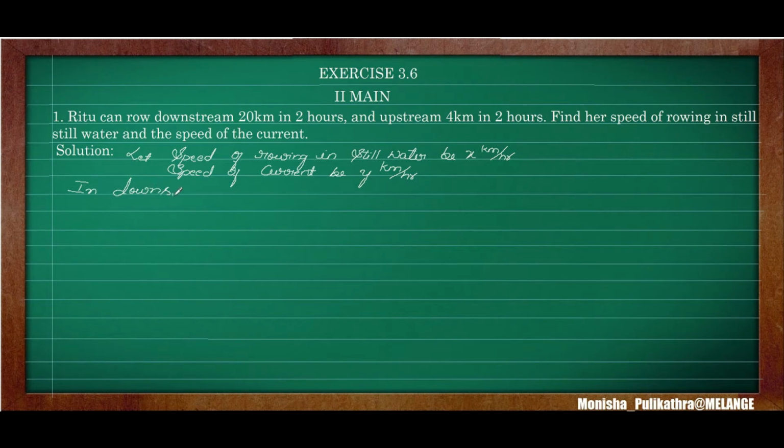So in downstream, let the speed be x plus y km per hour, and in upstream, while moving upstream the speed always reduces, right? So in upstream speed is equal to x minus y km per hour.